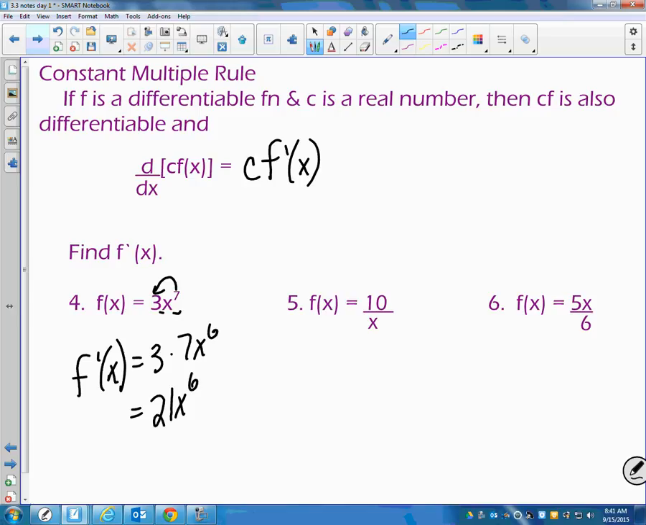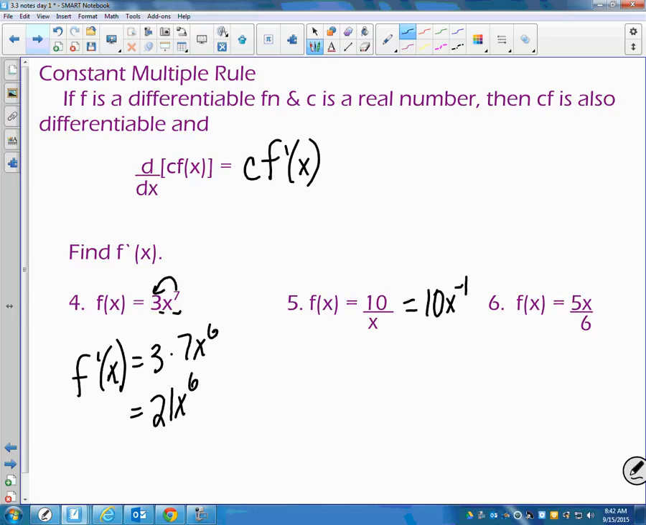So how would I write number 5 before I take the derivative? 10 over. Yeah. 10x to the 0. Just 1 minus 0. Why are you subtracting 0? Subtracting 1. What's negative 1 minus 1?